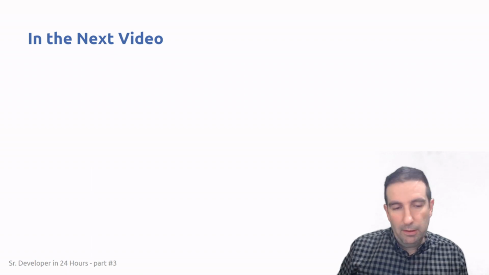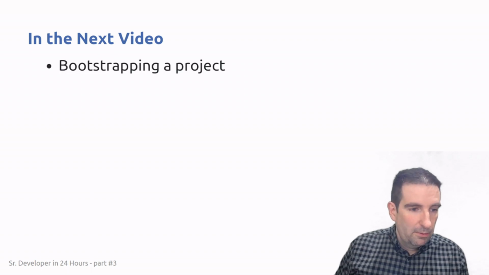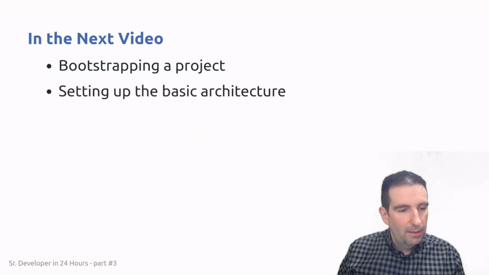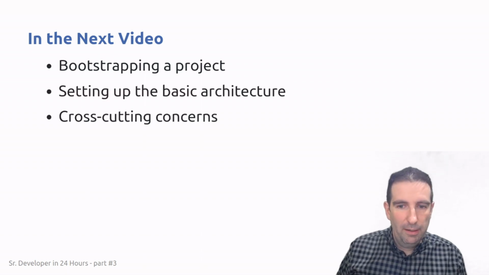Now, with that said, we've already talked about some of the things that we do to create new tickets. Now we are going to think about the next video in which we're going to start bootstrapping a project from scratch, setting up the basic architecture, and talking about cross-cutting concerns that we can use.